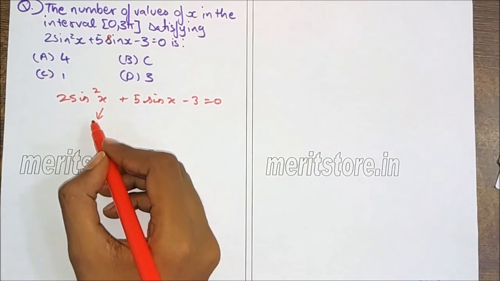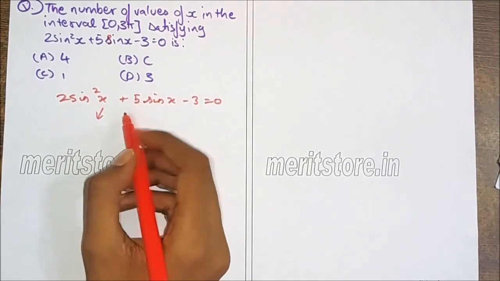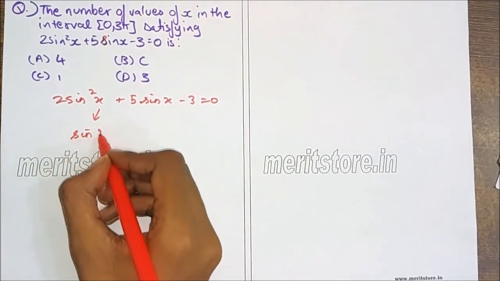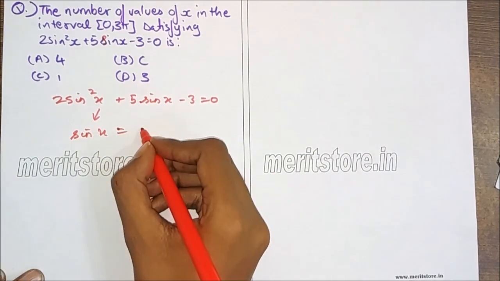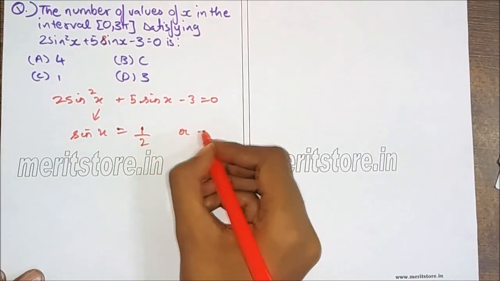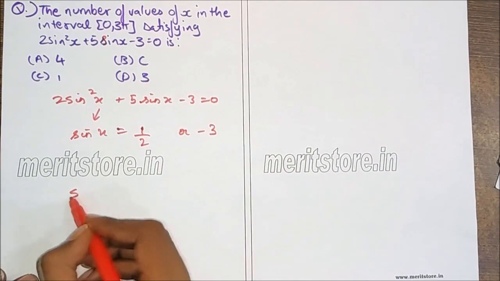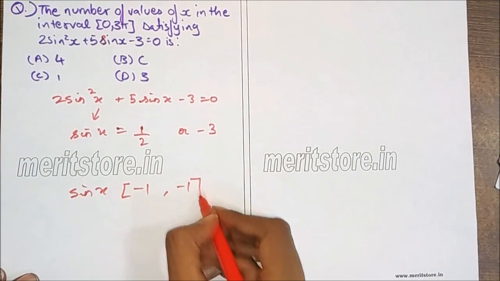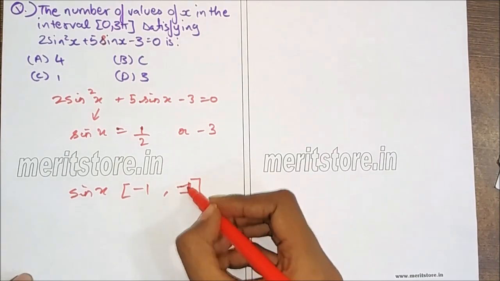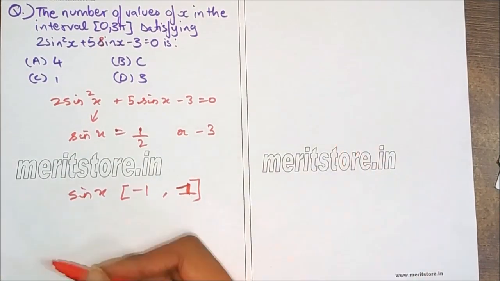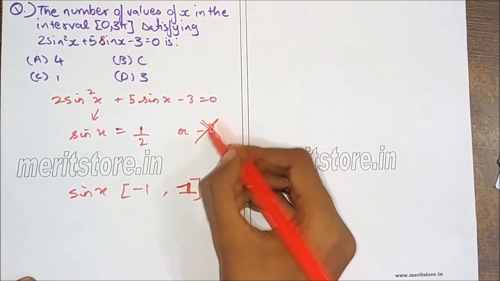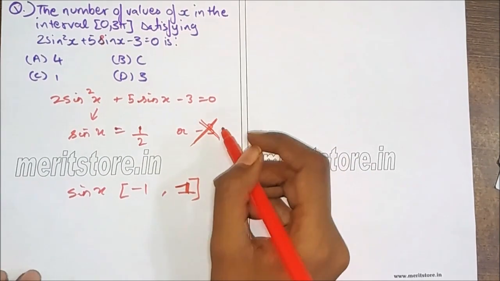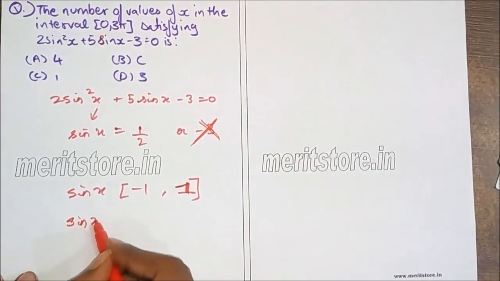So finding the roots of this quadratic equation, we get sin x is equal to 1 by 2 or minus 3. Now the sin x value lies between minus 1 and 1. So it cannot be greater than 1 or less than minus 1. So this option gets cancelled. Sin x cannot be minus 3.